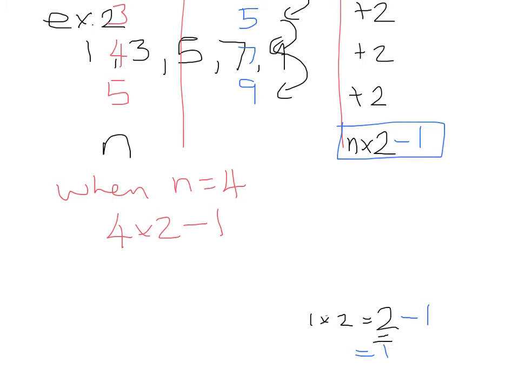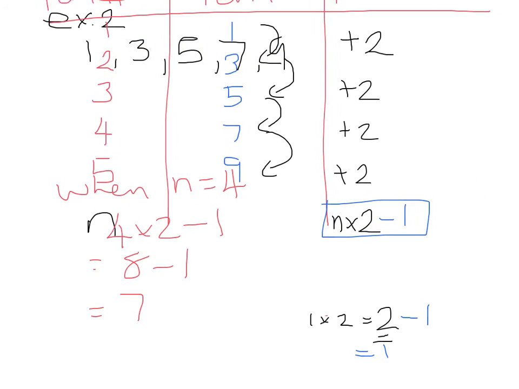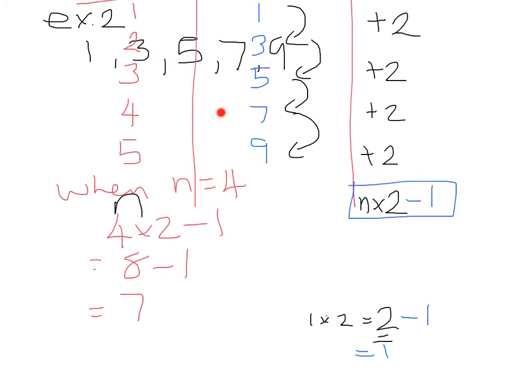So 4 times 2 is 8. 8 minus 1 is what I'm left with. 8 minus 1 is 7. So it actually did work. If you look here, just right there, we see that my term value was 7 when my term number was 4, and that's exactly what I got here. So I know that my formula works.